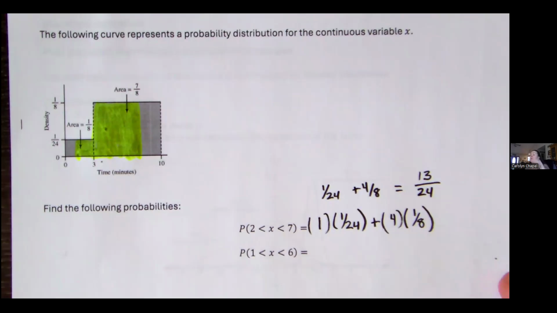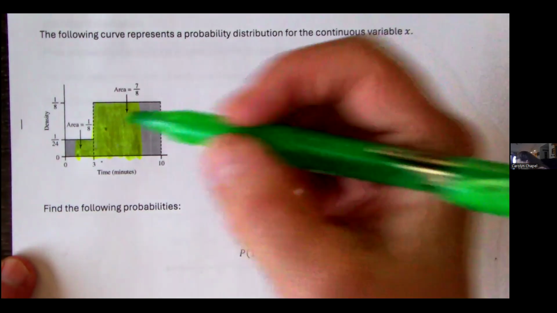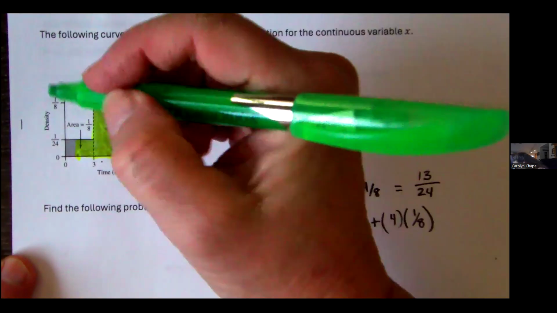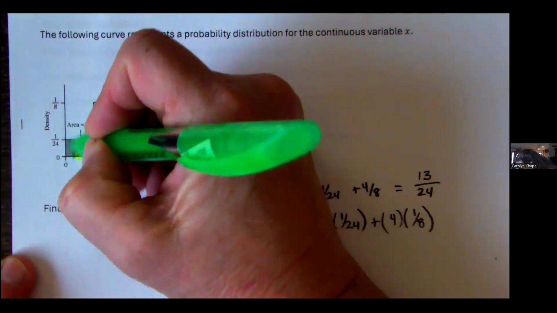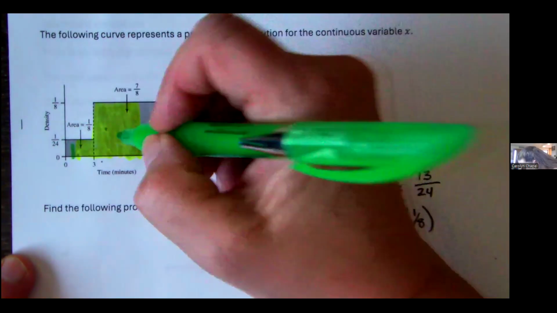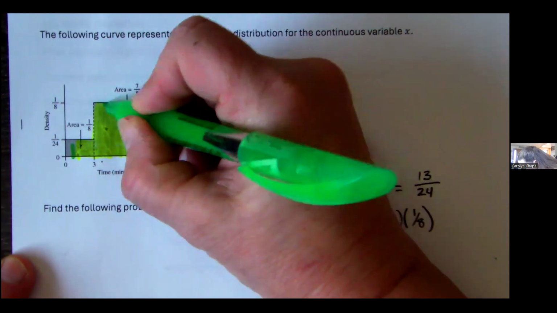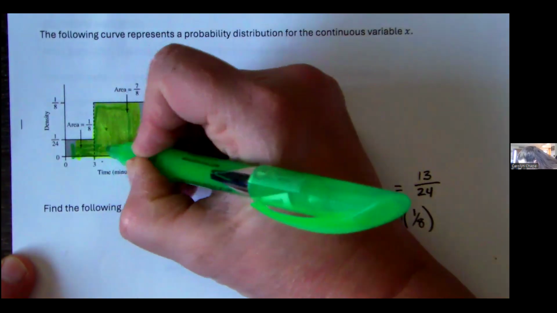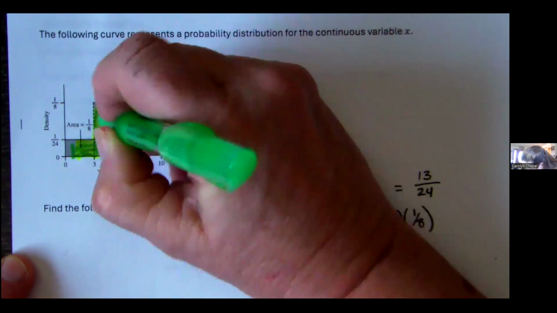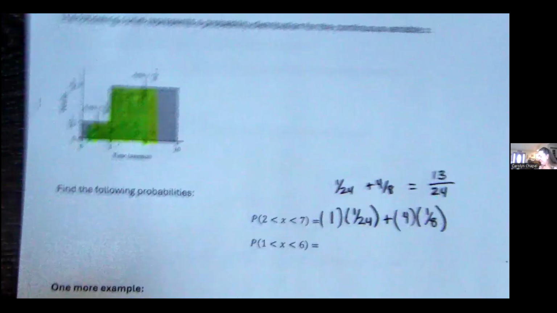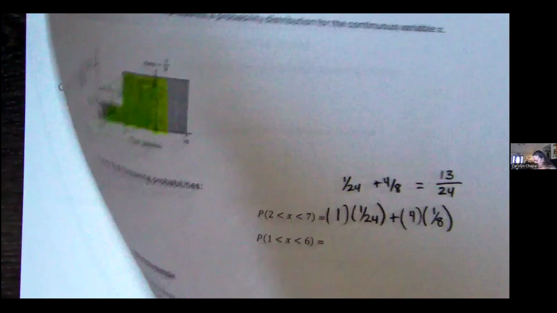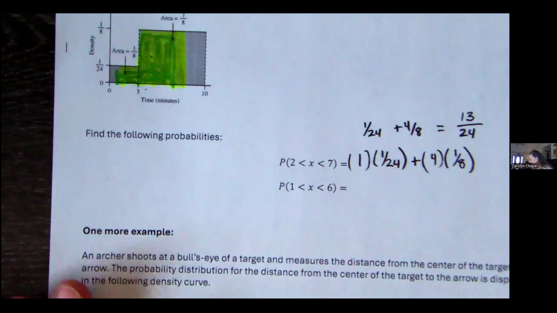I'm going to do another example. I'm going to steal a different highlighter. I'll do something a little darker, and we're going from 1, which is probably down here more, until 6, which is a little less than that. I don't know if you can see that while I'm shading. Hopefully it's not bleeding through. I'll steal my other pages.